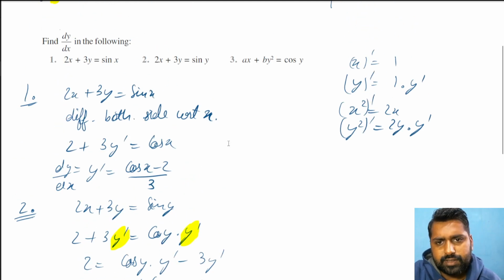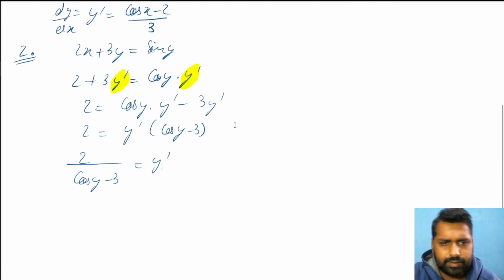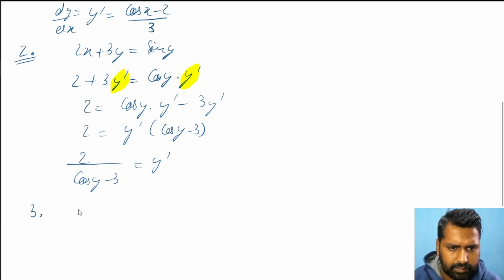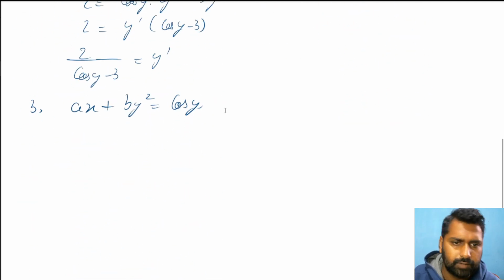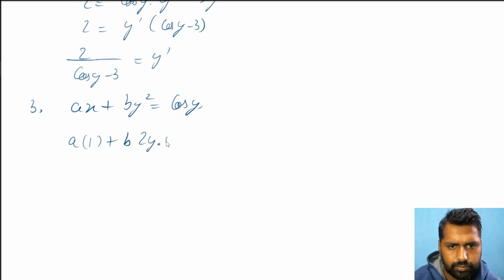Next, ax plus by square is equal to cos y. Same idea. Differentiation of ax: a and b are constants, so differentiation of x is 1. b into differentiation of y square will be 2y into y dash. Cos y differentiation is minus sine y into y dash.